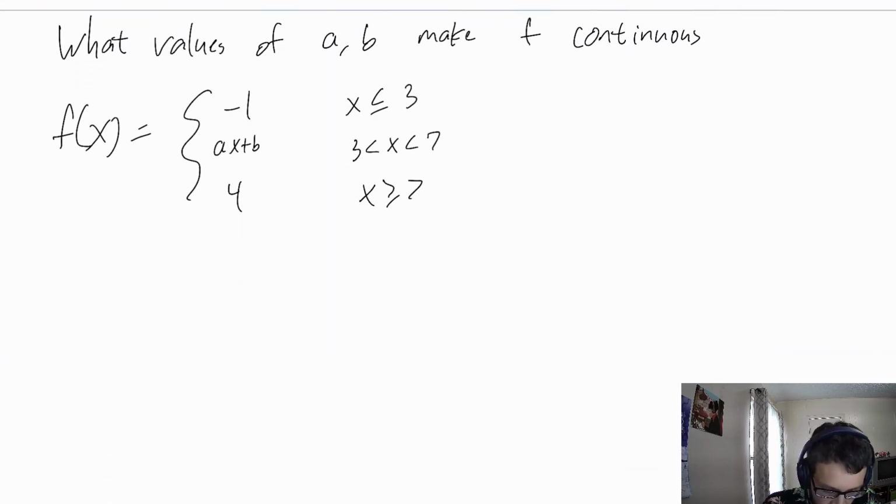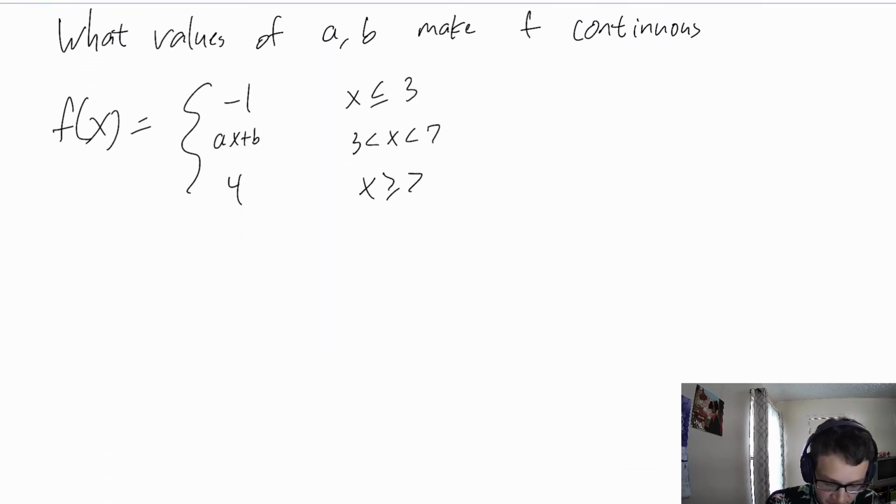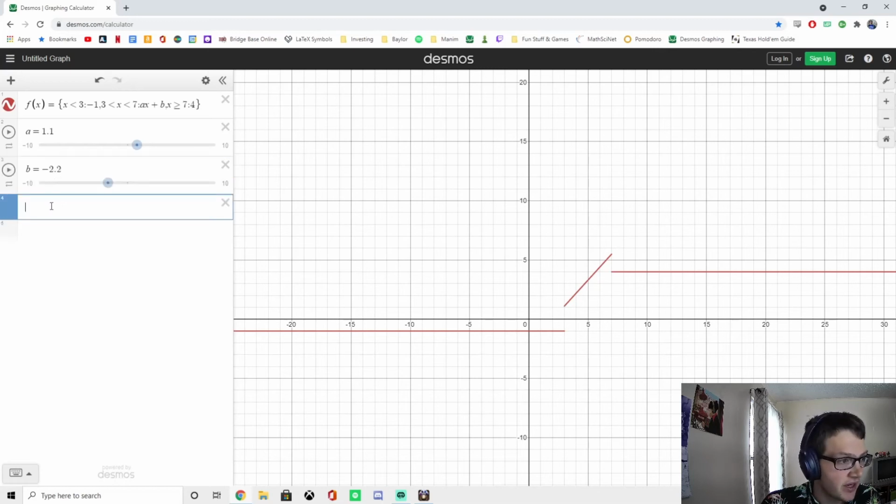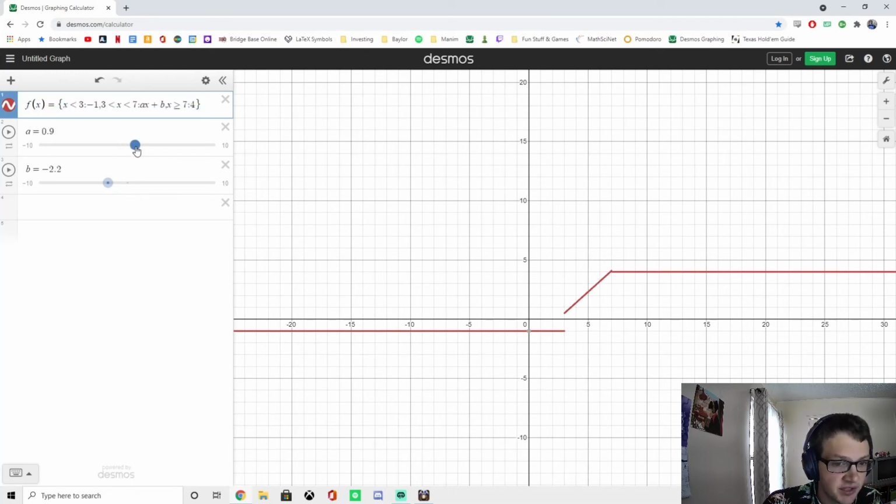I think one question that encapsulates all of continuity in and of itself is something like this. We want to find what values of a and b make f continuous. So I've plotted a little something here in Desmos where we have this function. It's the same as the one I had written down earlier, and we have sliders for a and b. If we move a around, this little section in the middle moves around as well. And if we move b around, this little section in the middle moves too.